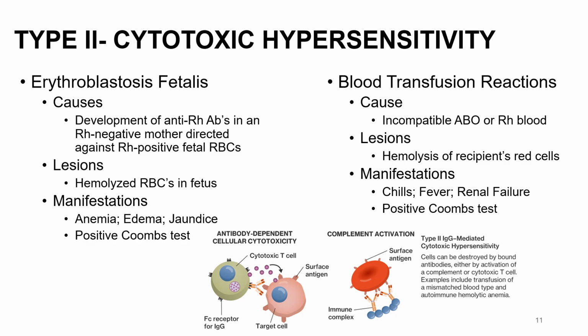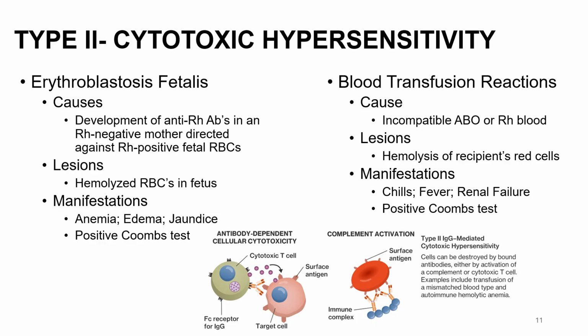Histologically, this results in hemolyzed fetal red blood cells, increased bilirubin, and compensatory hematopoiesis. Clinically, manifestations include anemia, edema, and jaundice. And yes, this is associated with a positive Coombs test, which we'll talk about more on the next slide.